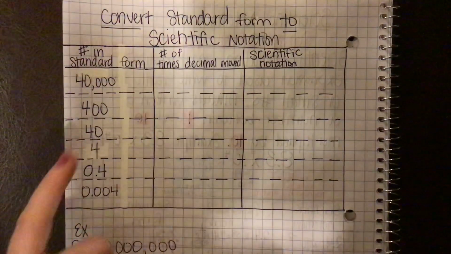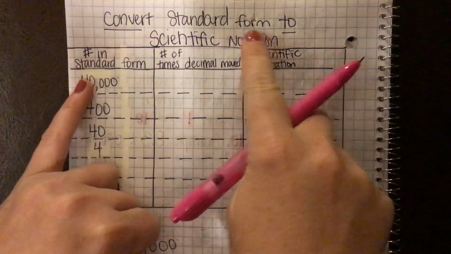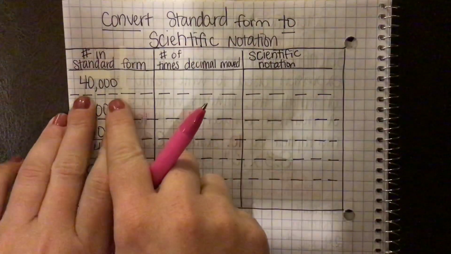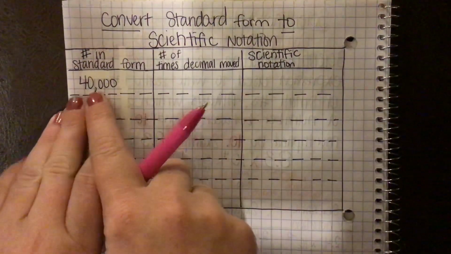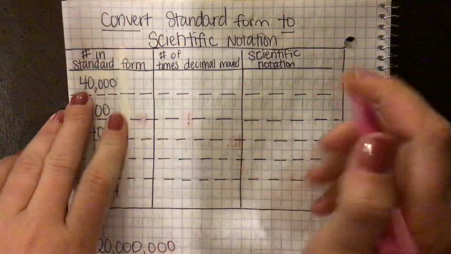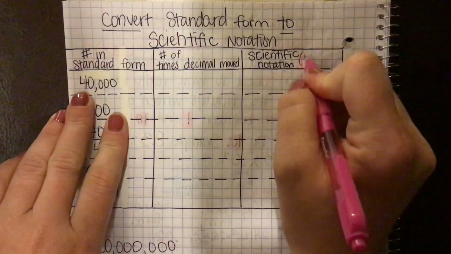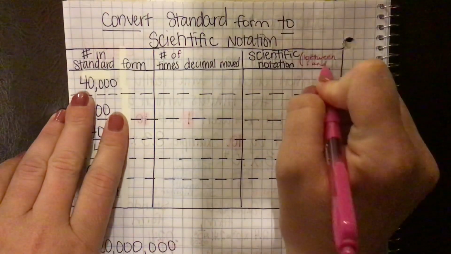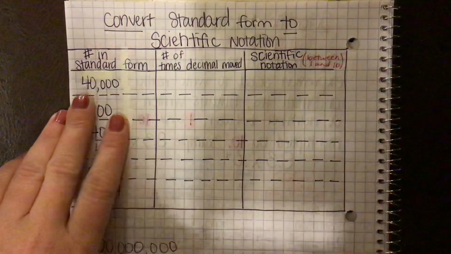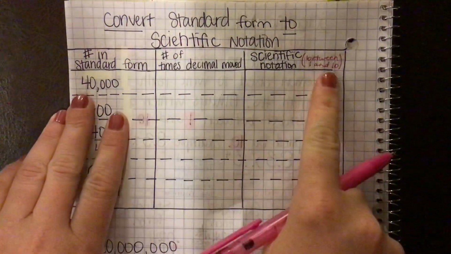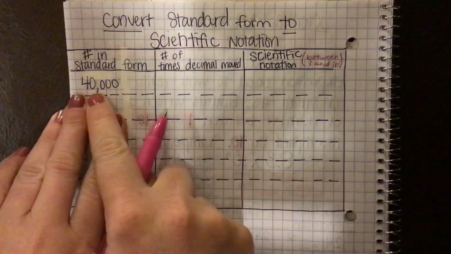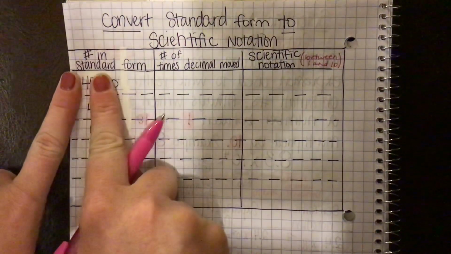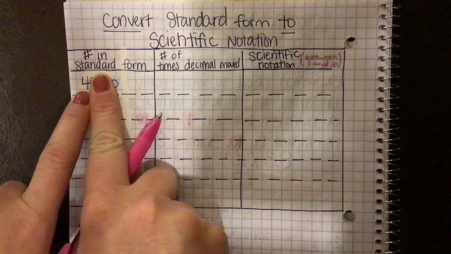So, if you look, notice this one is converting from standard form to scientific notation. So remember, scientific notation is what we were just looking at, where it has a number between 1 and 10. So it has to be a number between 1 and 10. So notice this is 40,000. If you look at this first part, we want it to be a number between 4 and 10.